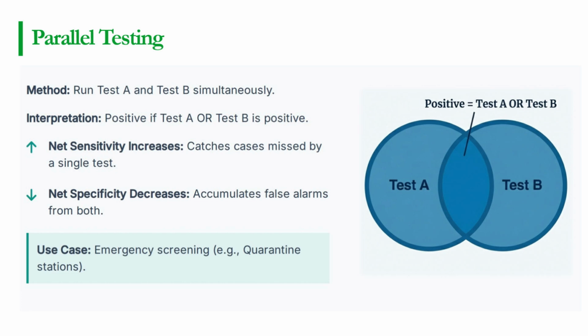The trade-off is that false positives can also come from either test, so the overall probability of a false alarm rises. As a result, net specificity decreases, and positives from parallel screening often require confirmatory testing when the operational consequences of a false positive are high.